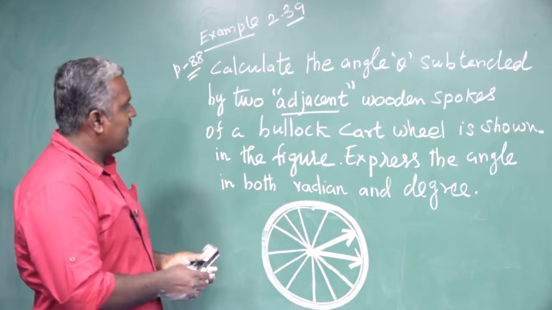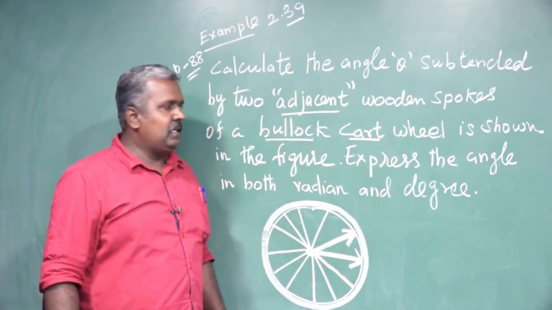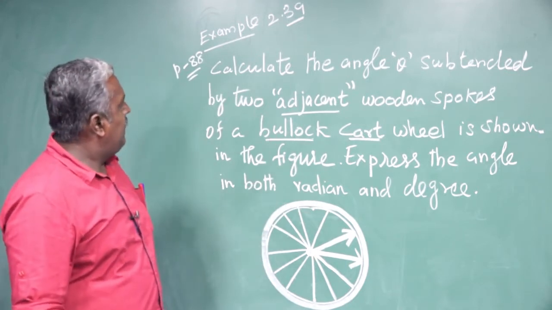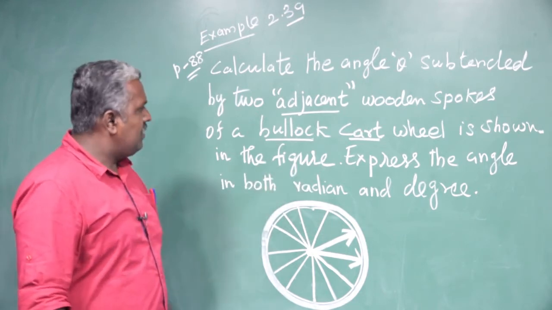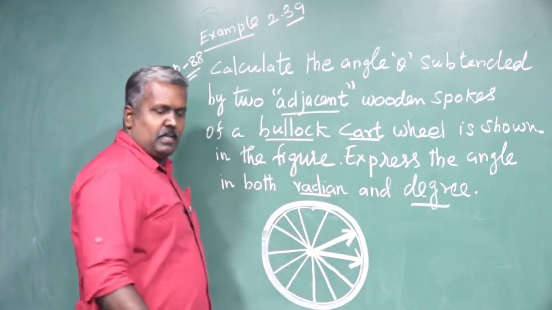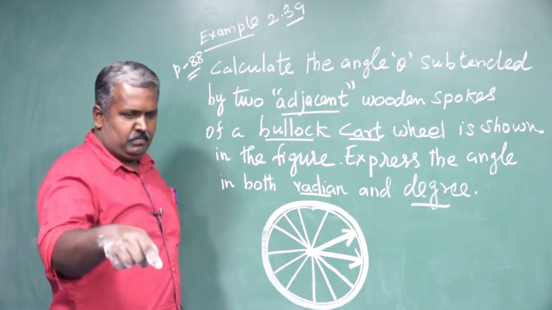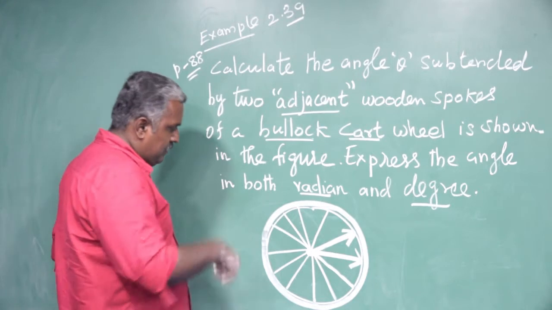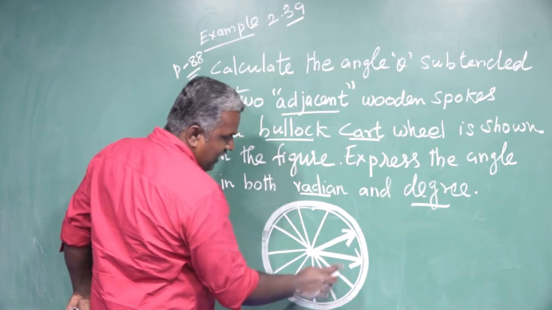Wooden spokes of a bullock cart wheel is shown in the figure. Here, express the angle in both radian and degrees. Take your book. How many wooden spokes are in the wheel? How many spokes? Count it. 1, 2, 3, 4, 5, 6, 7, 8, 9, 10, 11, 12, I think. Am I right or not?